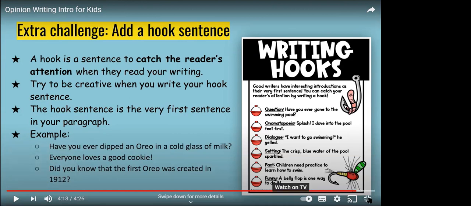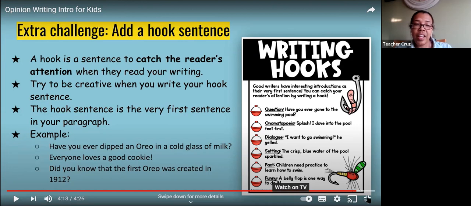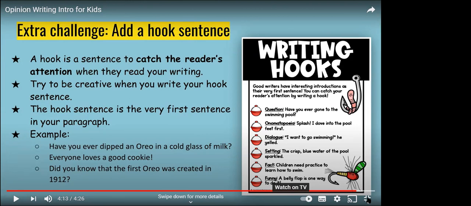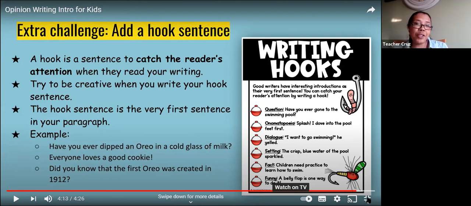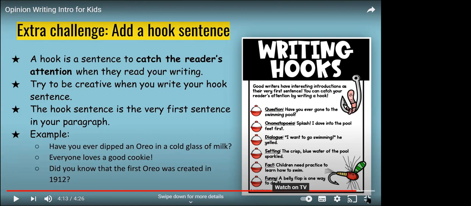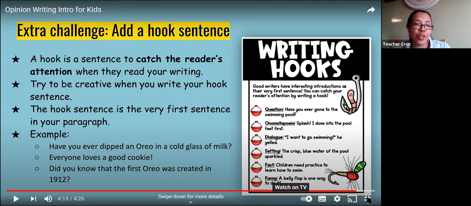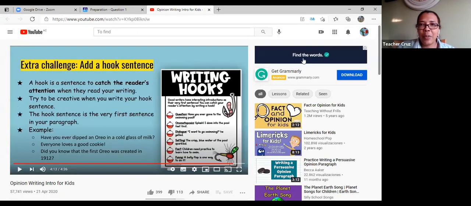What is the question, teacher? Even though it's a question, because it says, did you know that the first Oreo was created in 1912? It's a question, right? But it's a fact. It's information, a fact. It's not an opinion. It's something for sure that you can look up on the internet and you will find it. So it's a fact. Okay.